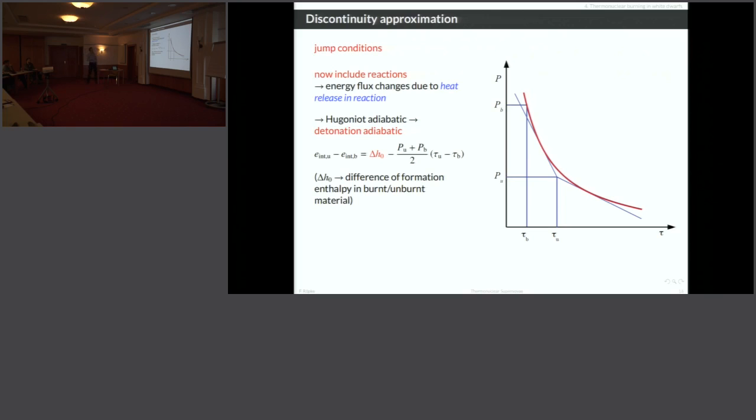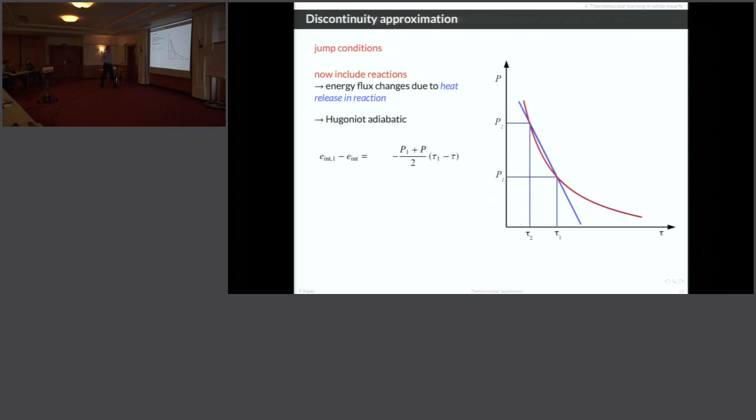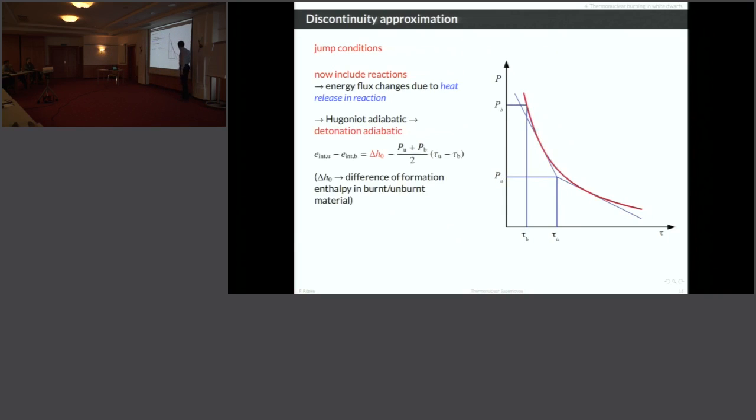And then the Hugoniot adiabatic changes into what is called the detonation adiabatic. This is just adding one term. The effect of this is that the Hugoniot adiabatic will be shifted upwards from this initial state and will not intersect anymore with the initial state. We are talking about burning here, so that's why I now denote the initial state with P and tau, U standing for unburned.